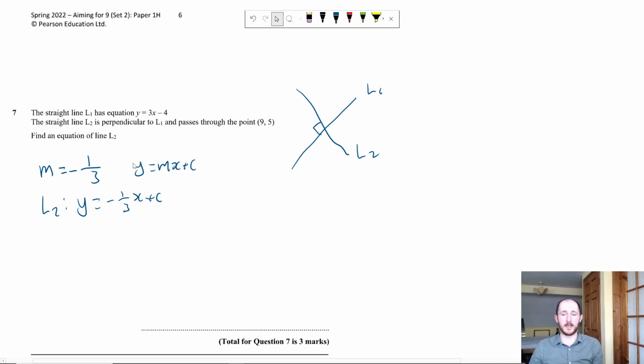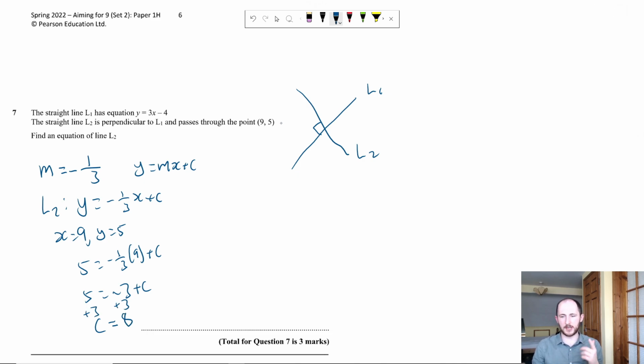Now, we need to work out what c is. Well, to work out c in any case, all you need is a coordinate. And in this case, we have (9, 5). So we're going to say that x is equal to 9, y equals 5. So we have 5 is equal to negative a third times 9 plus c. So 5 is equal to, what's a third of 9? It's 3. Make it negative. Minus 3 plus c, which means if you add 3 to both sides, you get c is equal to 8. Okay. So my actual equation is y equals minus a third x plus 8. Not too bad for 3 marks.